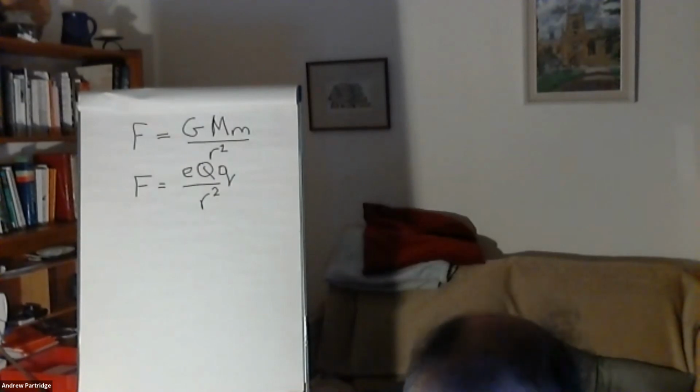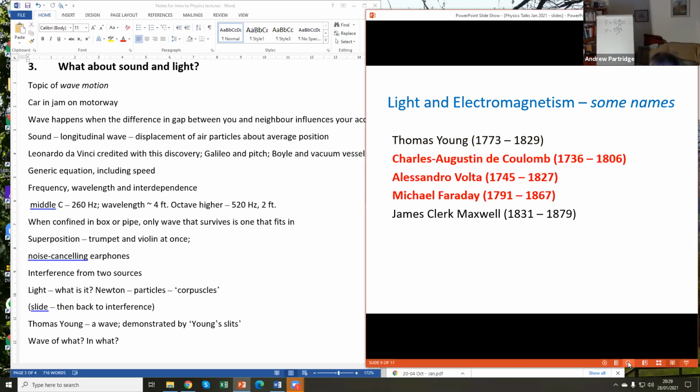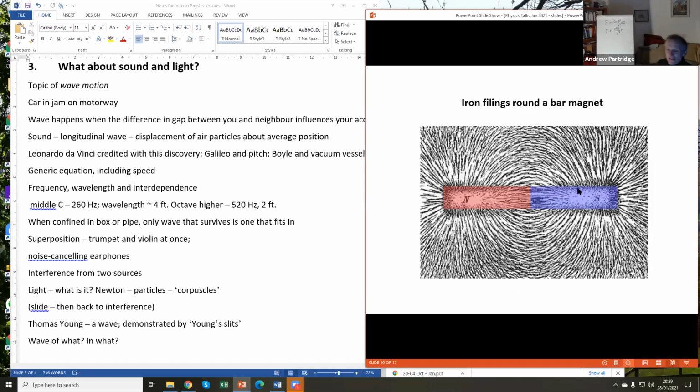He went on, first of all, to think about magnetism. Now that's a strange phenomenon too. Magnetism is a funny thing. That is another force at a distance. And if you put a magnet under a bit of paper and then sprinkle iron filings all over the top of it, you get something that looks like that.